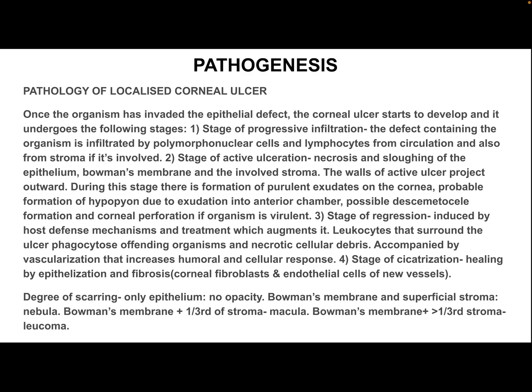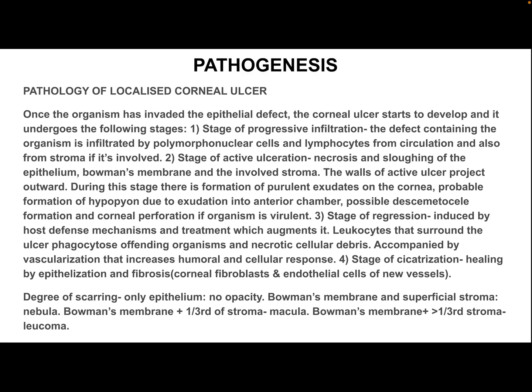Now to explain that, once the organism has invaded the epithelium, the ulcer has started to develop. The first stage is the stage of progressive infiltration. The defect containing the organism is infiltrated by polymorphonuclear cells and lymphocytes from circulation and also from stroma if it is involved. Obviously, whenever there is inflammation, this happens. The polymorphonuclear cells and lymphocytes will come and surround that area, go into the area, and try to fight the organisms there.